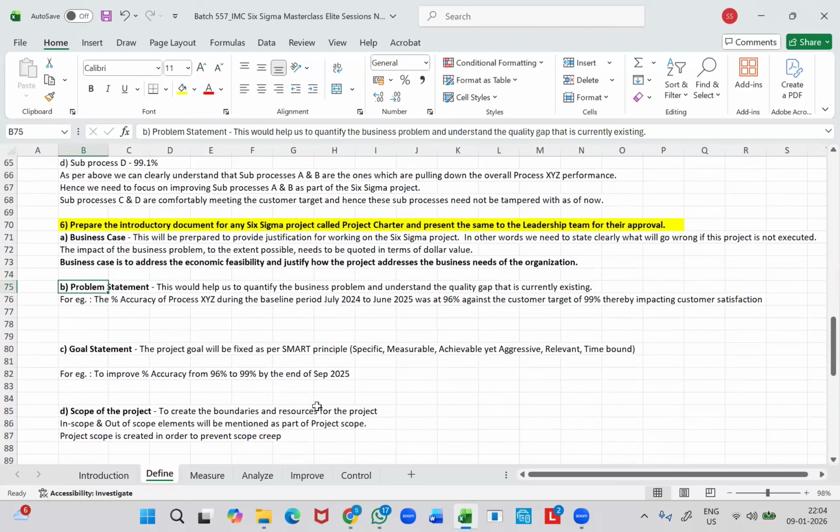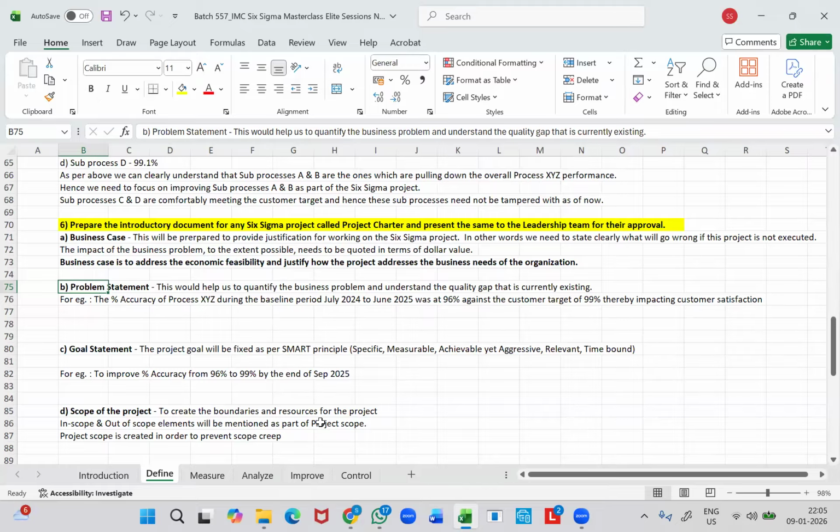Now, the next one is the problem statement. As I told you, all the other elements that you would find in the project charter need to be short, simple, and crisp. So the problem statement is all about quantifying the business problem, and also we would be able to understand the current quality gap. When we come up with the problem statement, it would help us to quantify the business problem and also understand the current quality gap that is existing.